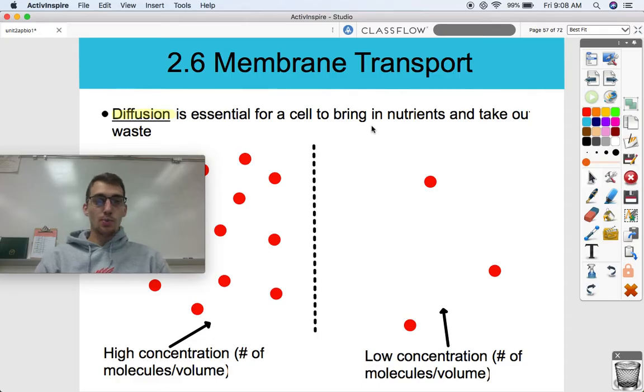Today we are continuing our second unit on cell structure and function by getting into topic 2.6, which is on membrane transport. In topic 2.5, we talked about membrane permeability. What kinds of molecules can pass through the phospholipid bilayer? And in 2.4, we discussed what that phospholipid bilayer is.